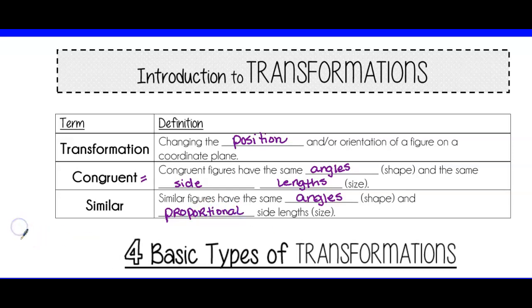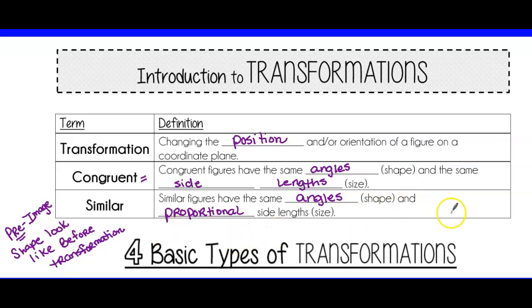There's a couple of other things that you need to know vocab-wise. There's something called a pre-image. That little prefix just means before. So really what this means is, what does the shape look like before the transformation? Okay, it's kind of like your original image.